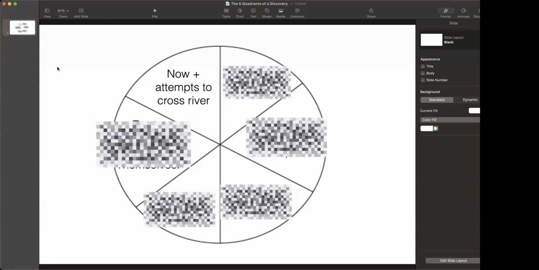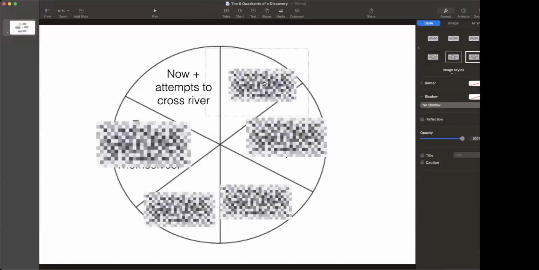Okay, cool. So now, plus attempts to cross the river, is that all clear? Okay, let's look at number 2.